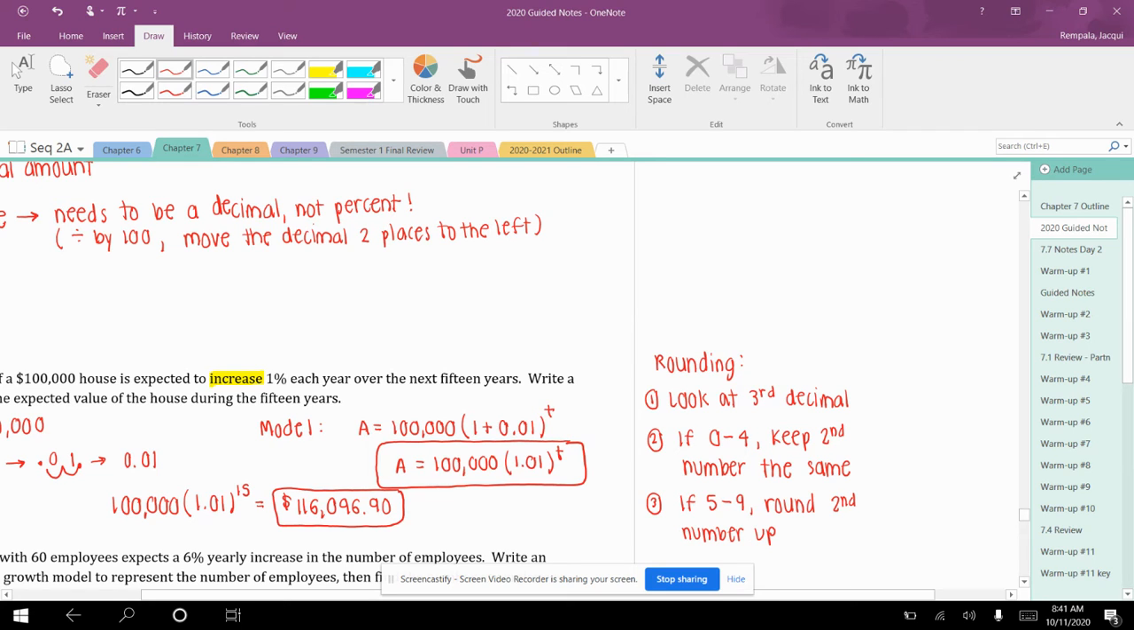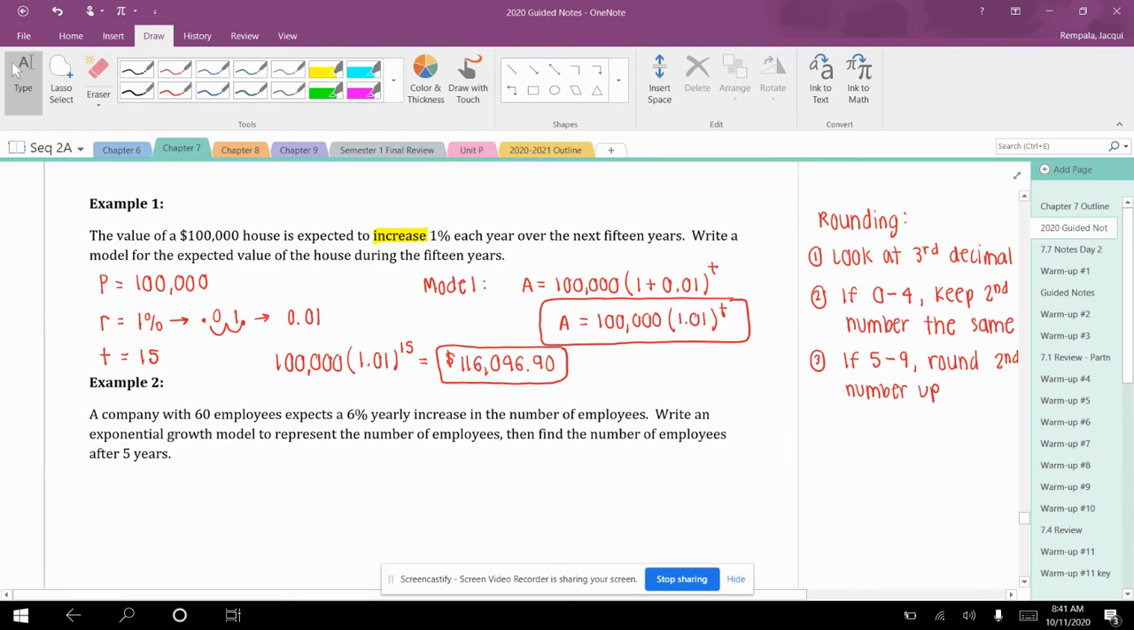Okay, but there's our quick reminder on how we have to round. You look at the third decimal. If you have 0 through 4, we keep the second number the same. If we have a 5 through 9 in that third spot, then we have to round the second number up. All right, let's take a look at this next example.